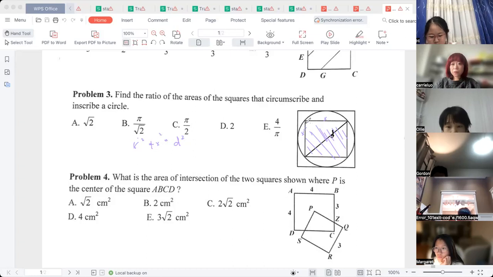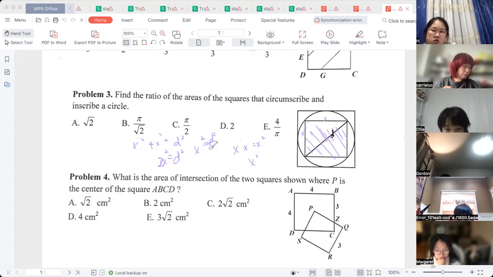Okay, so in order to find out, d squared is actually, we need to see x times x equals x squared. So the area of this one is x squared, right? So we have 2x squared equals d squared. So x squared equals d squared over 2. Correct, everybody?